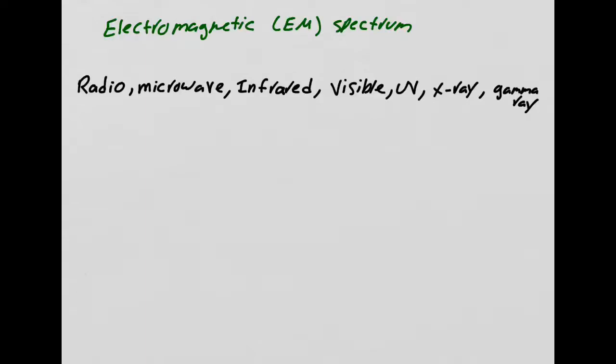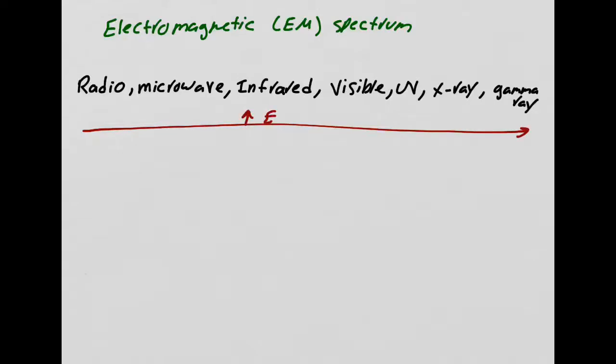This is why you should avoid getting exposed to gamma ray or X-ray or even UV, right? This is why they tell you to stay away from the sun, because they have high energy. But radio and microwave have lower energy. So when we go from left to right, the energy increases.